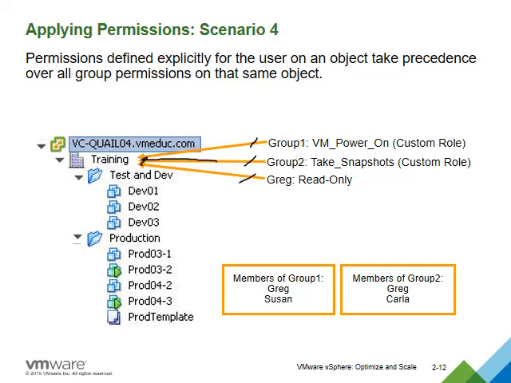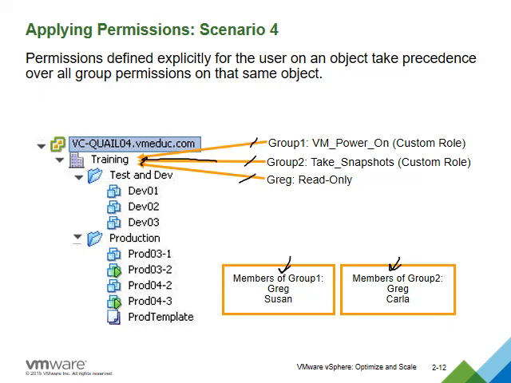All right, so group 1 is assigned the VM Power On role. Group 2 is allowed to take snapshots, and your specific user, Greg, is assigned the read-only role. Now, assume that Greg is a member of both Group 1 and Group 2, which he is, as we see down here. Susan is a member of Group 1, and Carla is a member of Group 2.